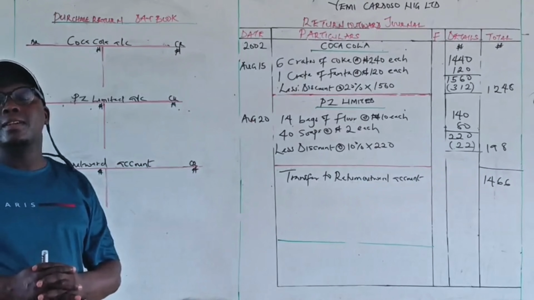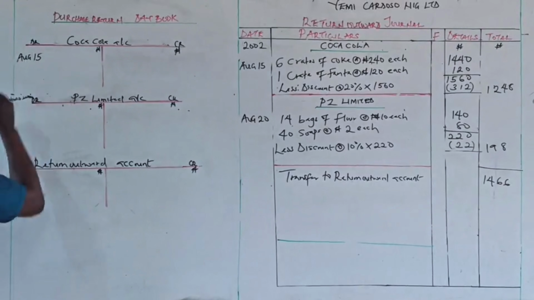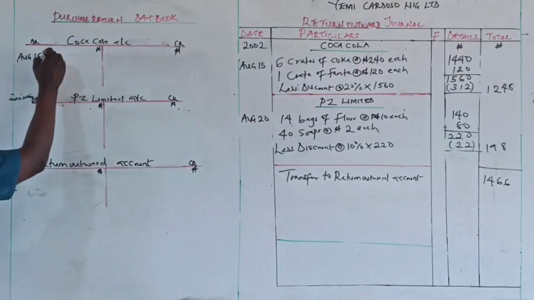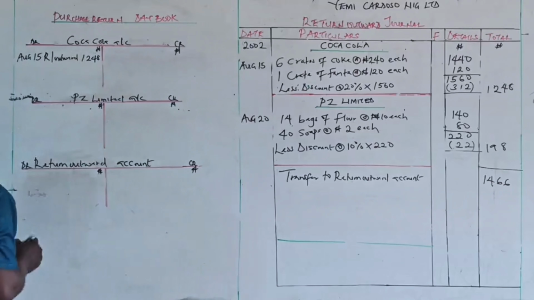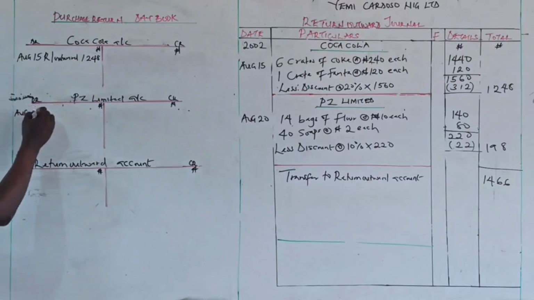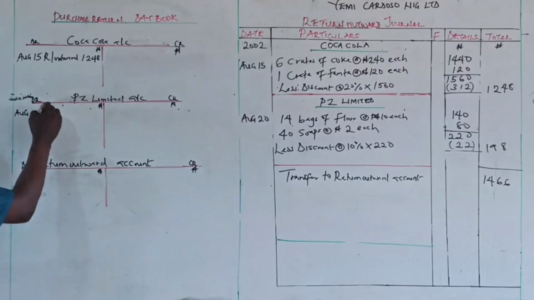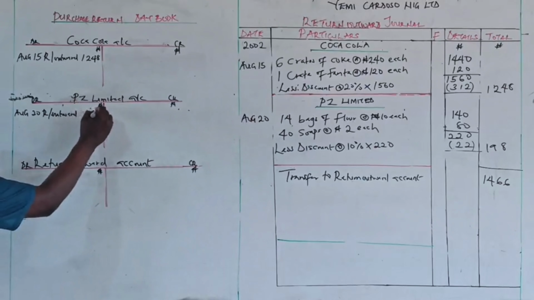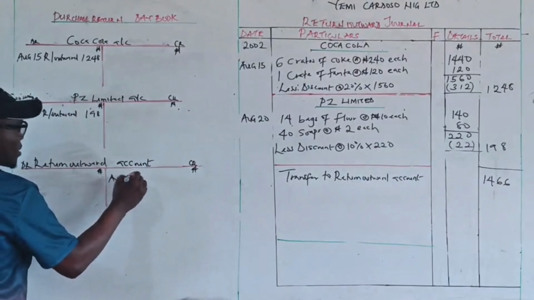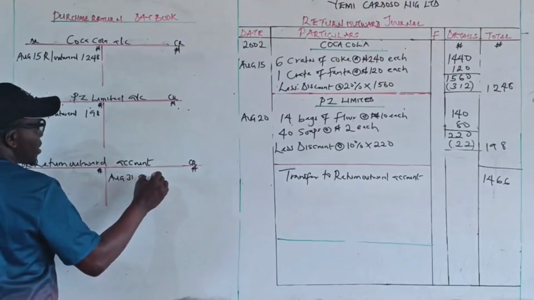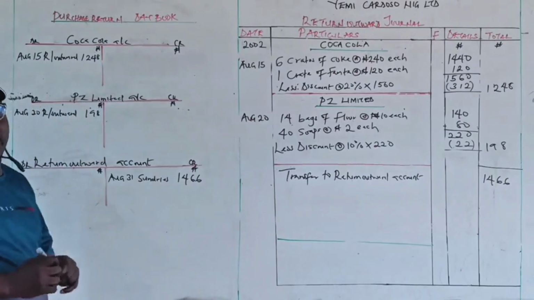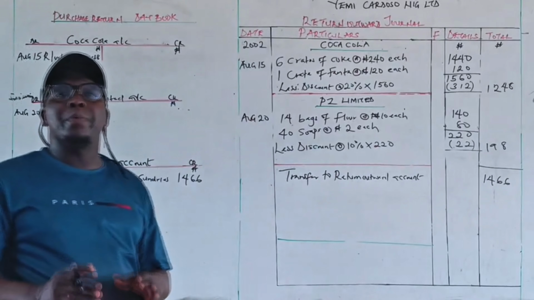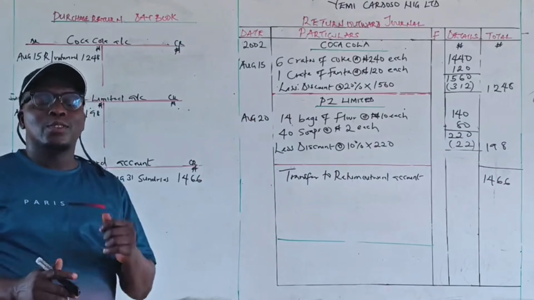So here we have August 15. The total we had there is 1,248. So we have returned outward 1,248. August 20 for BZ Limited, return outward 198. At the end, we have sundries, for sundries we have a total of 1,446. So in doing this, we have completed the preparation of our journal and posting to the ledger account.